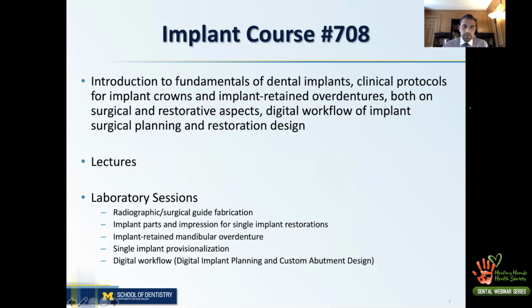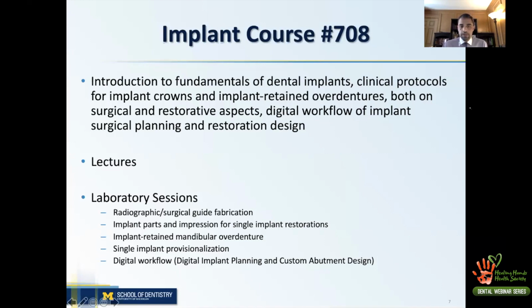In the lab sessions, the first concentrates on restorative planning for an implant, and then fabricating a radiographic guide to verify that plan, and then fabricating a surgical guide to give to the surgeon so they can place the implant the way the restorative dentist planned it. The second one is an introduction to all the implant parts and instrumentation, in order to facilitate taking an implant level impression for a single implant restoration.